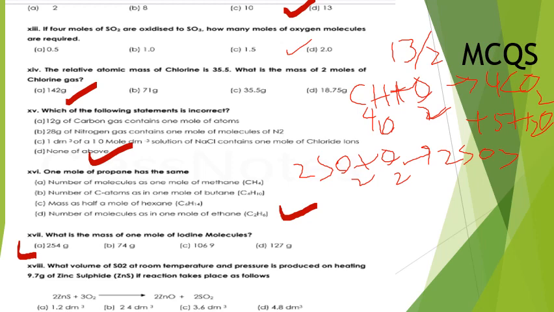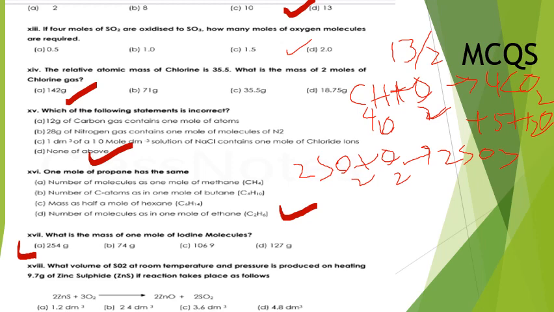According to the question, the volume asked is 1.2 dm³, 3.6, 2.4 or 4.8. Now what will be the answer? Convert the 9.7 into moles. The molar mass of zinc sulfide is 97: zinc is 65 plus sulfur 32. Calculated, it comes out as 0.1 mole.